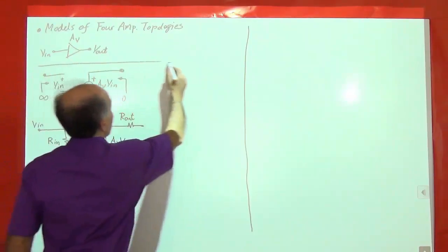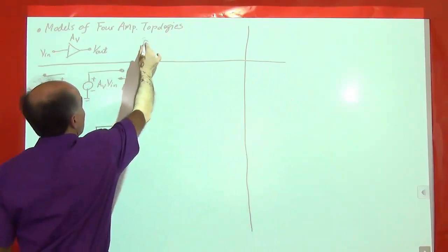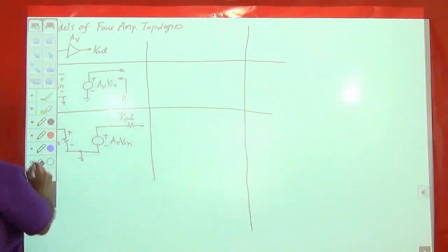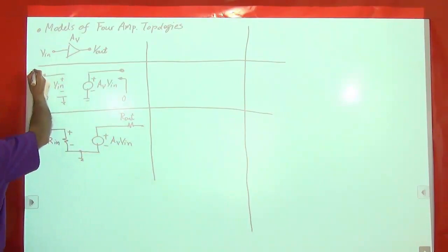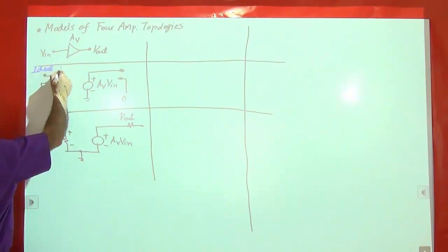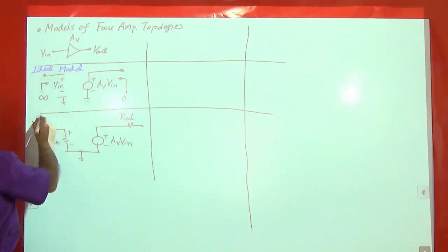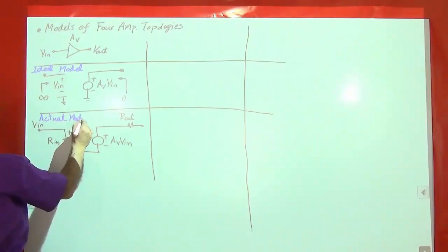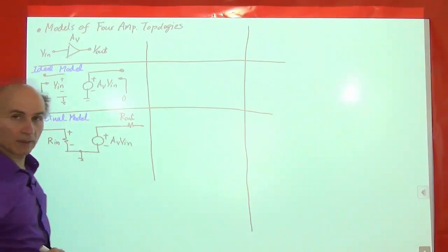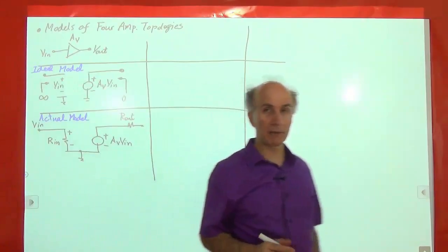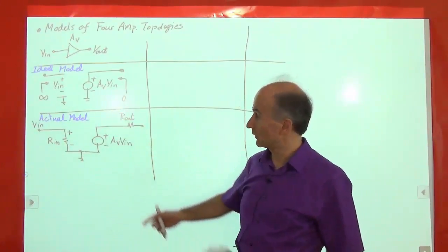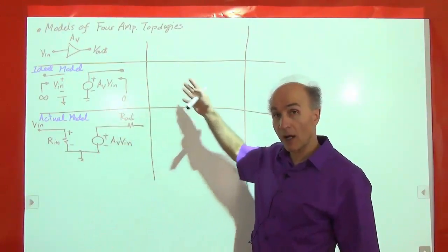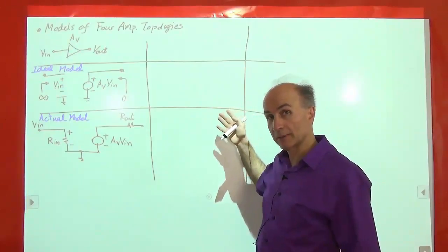Okay, so then let's do this. We'll make a table here. And I will add some notation here. So this is the ideal model. This is the actual model. All right. So if you have an ideal voltage amplifier, that's the model. If you have an actual voltage amplifier, that's the model. All right, so we have to repeat this effort for the other 3 types of amplifiers as well.